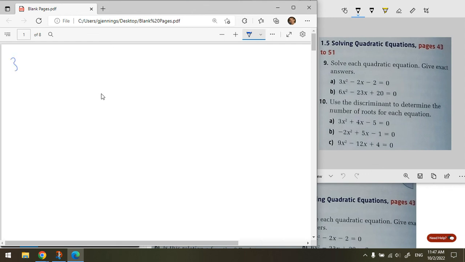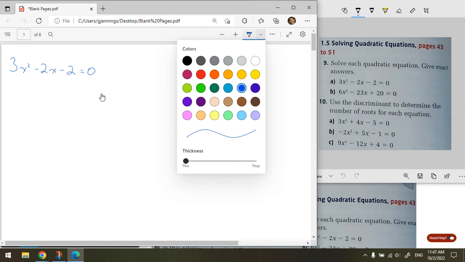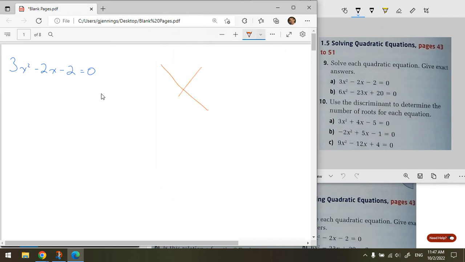Our first one, 3x squared minus 2x minus 2 equals 0. First step is always copy down the question carefully. And then we might check for factoring. We might check, can I factor this expression? And how would I check for that? Well, I'm going to look for numbers that multiply to a times c. So that would be multiply to minus 6, 3 times minus 2, and add to minus 2.